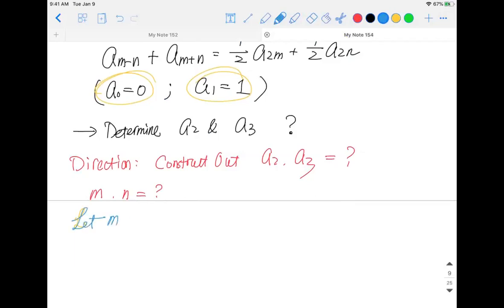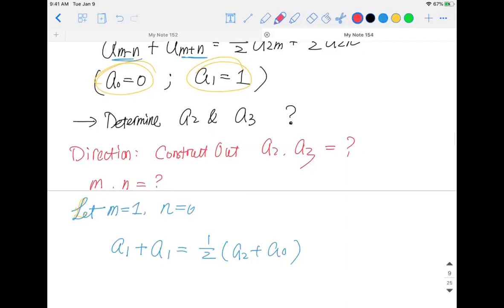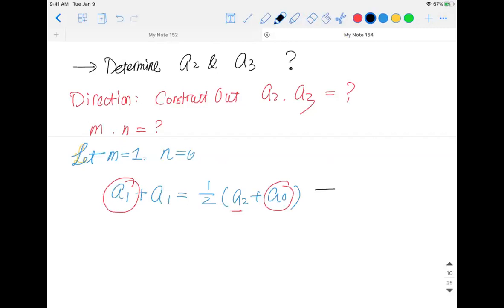Let M equal 1, N equal 0. So you're going to have A1 plus A1, you just plug in the value, this is not the magic, will be equal to 1 over 2, A2 plus A0. You already know the value for A1, this is given by the question. You already know the value for A0, which you calculated just momentarily. So that's going to say you're going to have A2 equals 4.